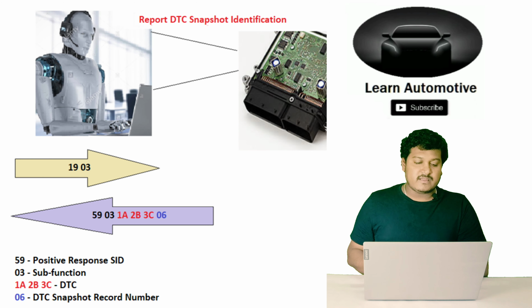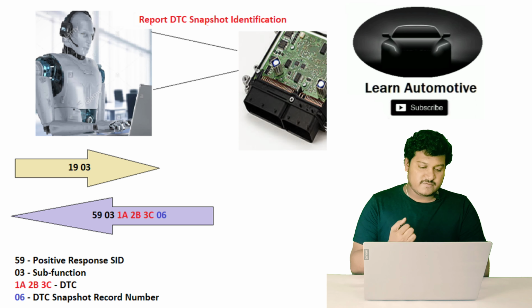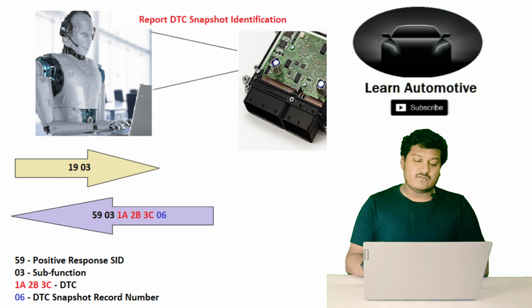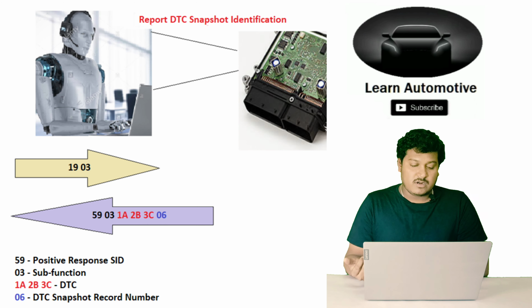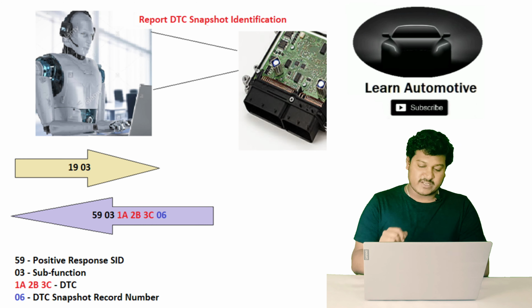The subfunction we are using is Report DTC Snapshot Identification. Here we are sending 2 bytes of data, and the response we are getting is one byte for the positive service response, then the subfunction, then 3 bytes of DTC, and the final one is the DTC snapshot record number. So we'll have 4 plus 2, that is 6 bytes of information as a response.